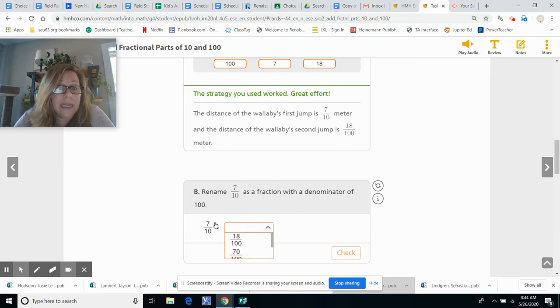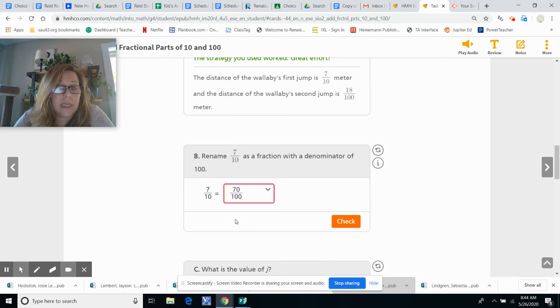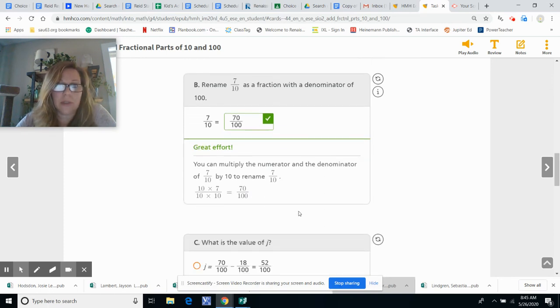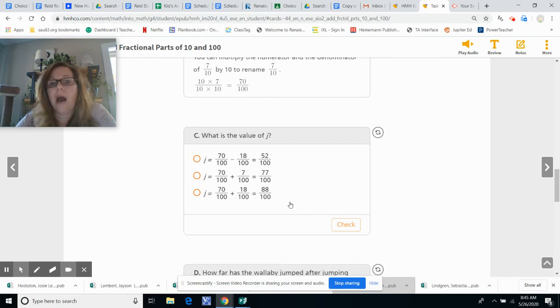So what is 10 times 7? If you said 70, you would be correct. So you can multiply the numerator and the denominator of 7/10 by 10 to rename it. Look at what they did: 10 times 7 is 70, and 10 times 10 is 100. It's pretty easy once you get the hang of this. So now, what is the value of j? We're not looking to subtract, so we want to add.